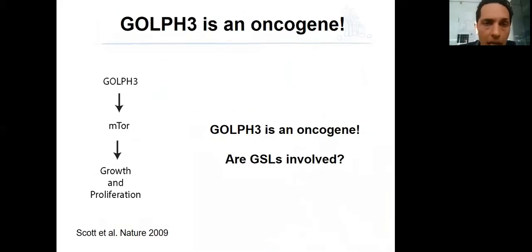So at the beginning, I told you that GOLPH3, that is a PI4P binding protein, is also an oncogene, right? This was shown initially and proved by Scott and Chin, who demonstrated that GOLPH3, when it's amplified, causes proliferation via the activation of the mTOR signaling pathway. So we asked whether glycosphingolipids are involved in this process.